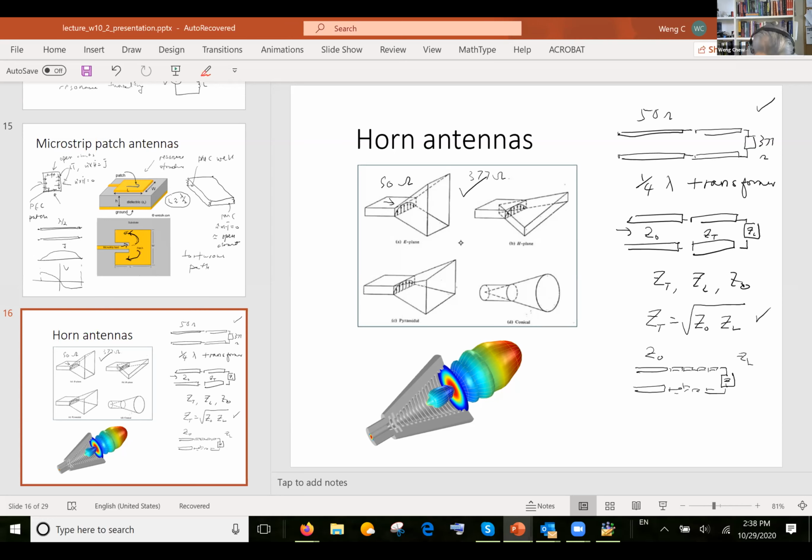And of course, you can also design what is called a corrugated horn antenna. Does anybody remember why we need corrugation in this horn antenna? We discussed that once before in one of the lectures. Does anybody remember?